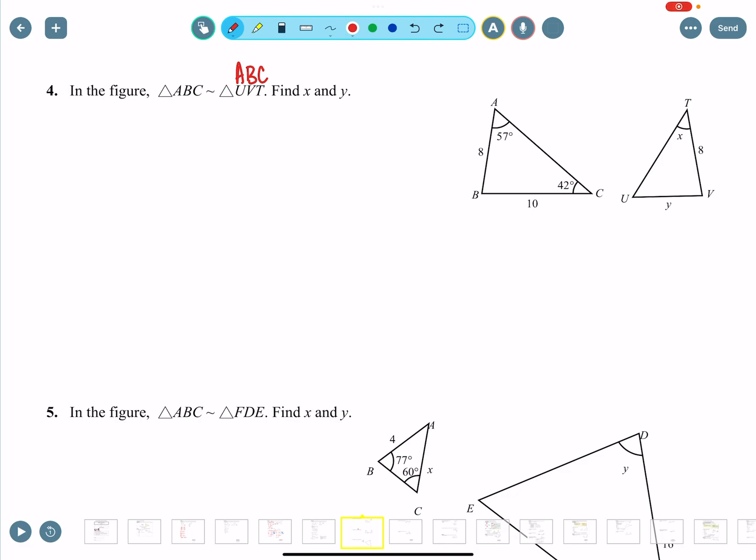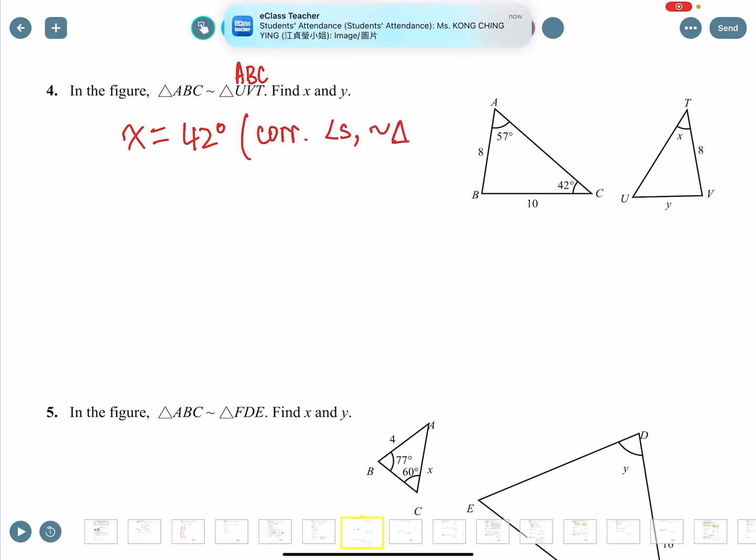Okay. Over here, x is t, c is the matching side or corner with t. Therefore, x is 42 degrees. Again, x is t, t is the third letter, c is the third letter, c has 42 degrees. Therefore, x equals 42 degrees. For the angles, there's no ratio. But for the sides, there is a ratio. So for the angles, it's still equal.